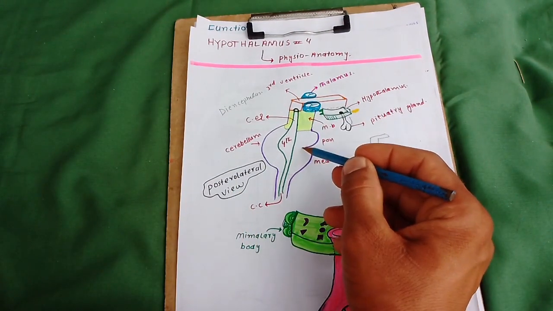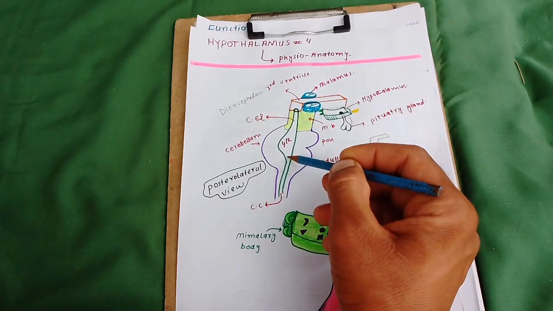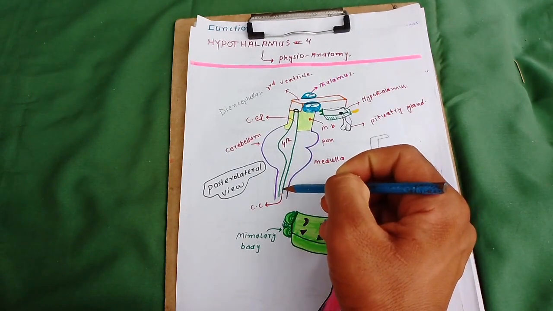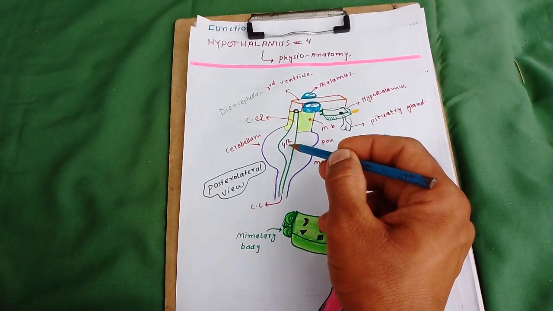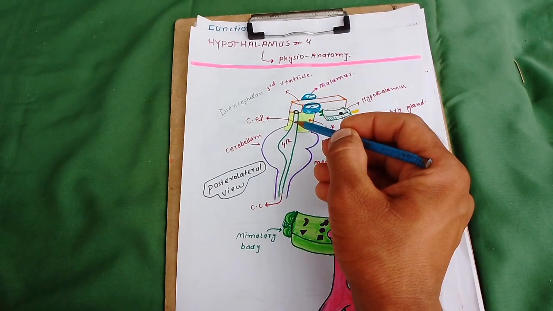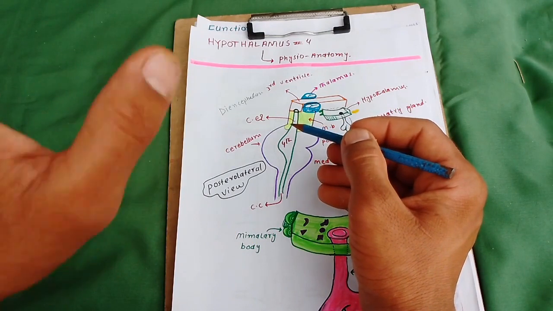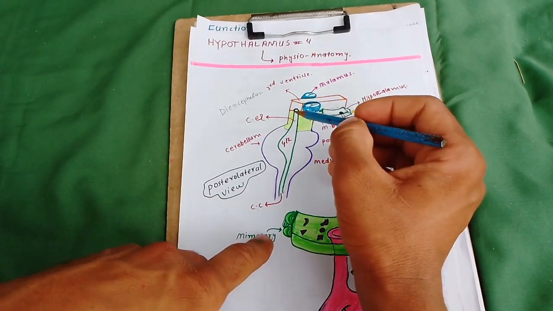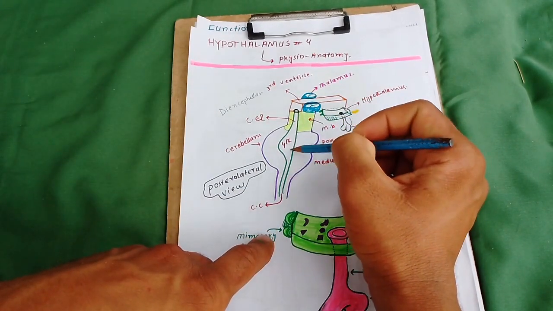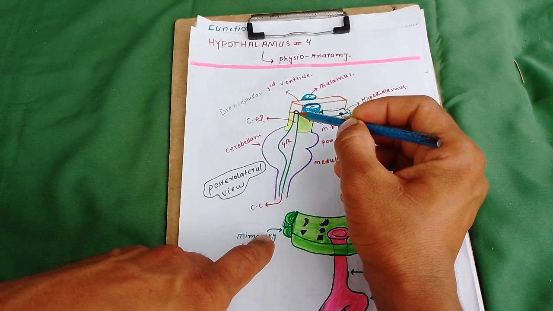This is the medulla, the pons, the cerebellum, the fourth ventricle. So the central canal goes upward, and this is the fourth ventricle. This is the cerebral aqueduct. These are all structures explained in the previous lectures. All these cavities and channels are filled with cerebrospinal fluid.